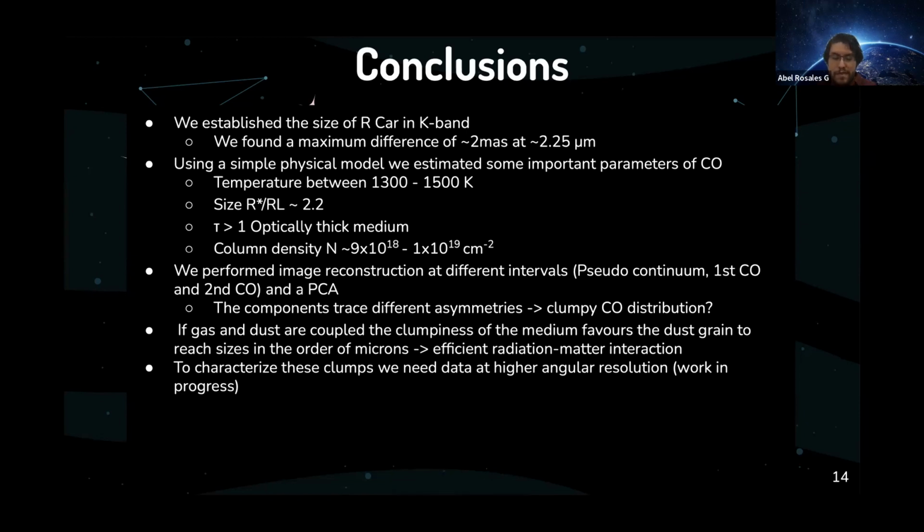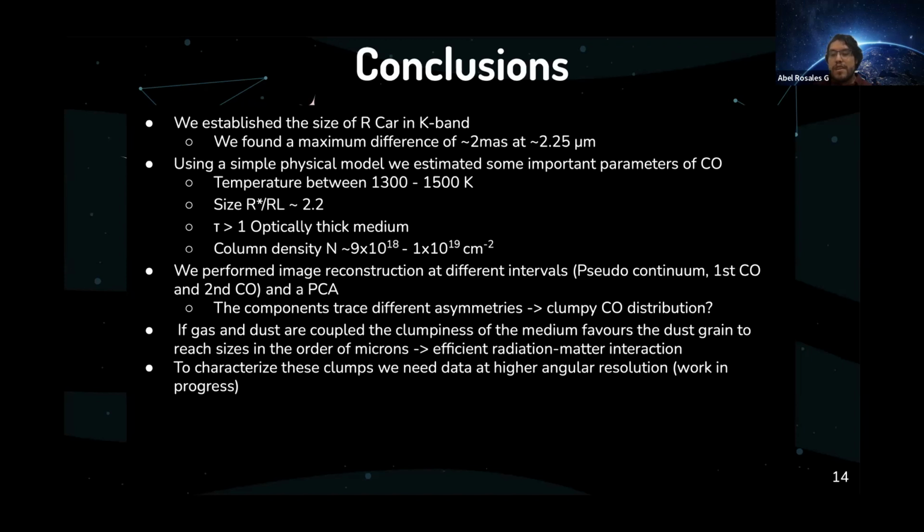In particular, we found that the CO is optically thick, and combined with the average column density that we found, we suspect that the gas can act as a shield to protect the dust from the radiation, allowing it to grow and to reach sizes in the order of microns. And at these sizes, the radiation acts efficiently through scattering, driving the winds observed on this type of stars. However, we are still working on this hypothesis.